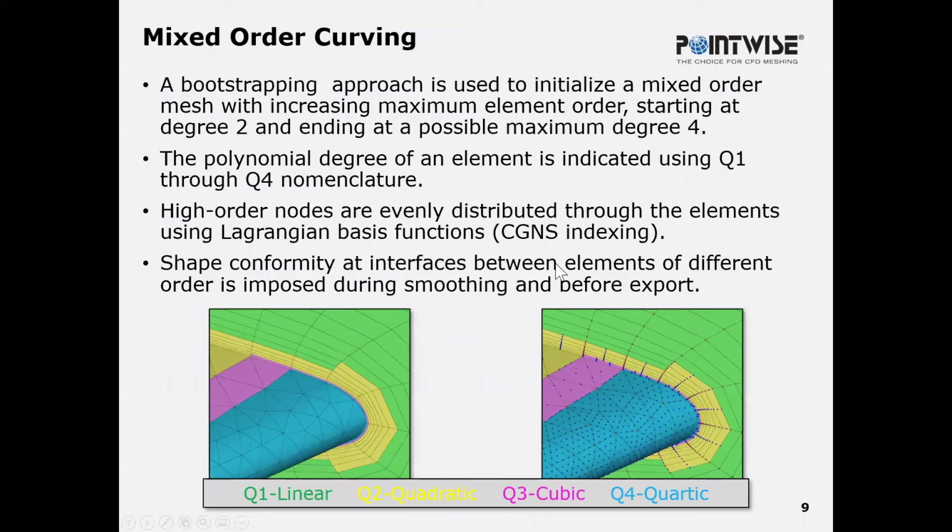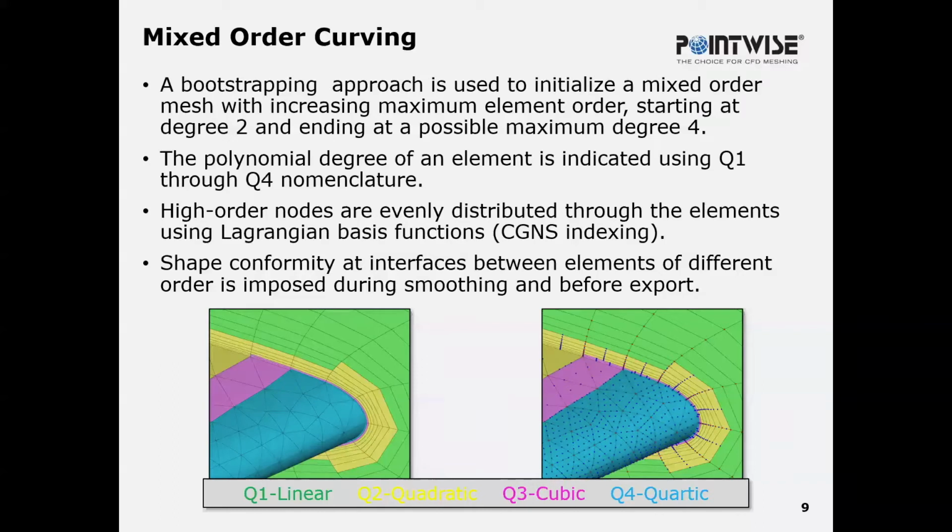So the mesh curving process is outlined here. It's pretty much a bootstrapping approach used to initialize the mixed order mesh with increasing maximum element order, starting at quadratic and ending at a possible maximum degree of 4. There's no jump between; you can't go from 2 to 4 with adjacent elements. It will go from order 2, 3, and then 4. So there's no jumping allowed.